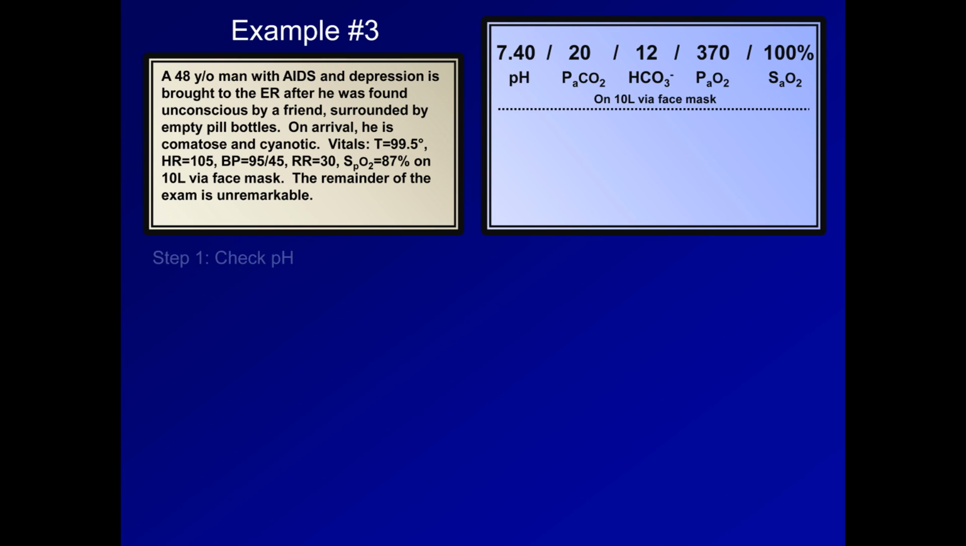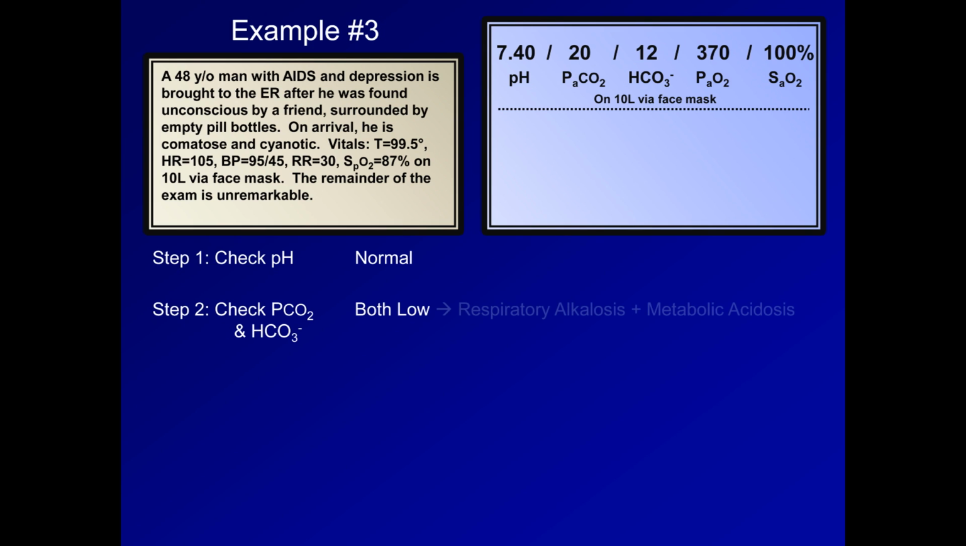Acid base. Check the pH, it's normal, but that certainly does not mean the patient does not have an acid-base abnormality. Looking at the PCO2 and bicarb, we see that they are both severely decreased. The only explanation is the concurrent respiratory alkalosis and metabolic acidosis. The pH is only normal because by pure chance, the effects on pH of these two disorders perfectly balance.